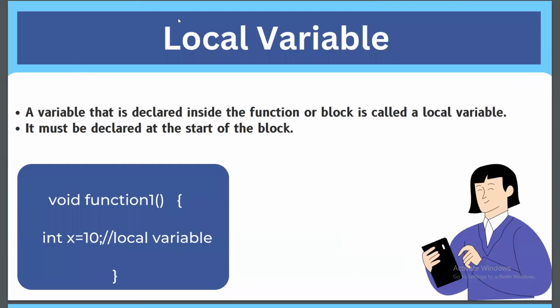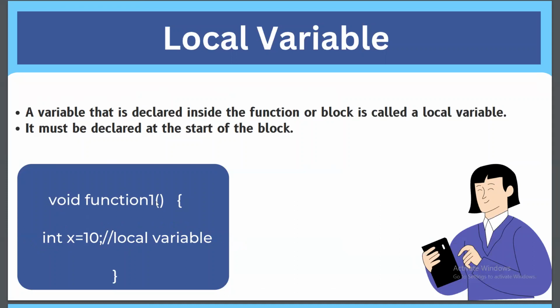Here is the local variable. A variable that is declared inside the function or block. So a local variable is one that is defined inside the block of a function. It must be declared at the start of the block, just after the block is started. This is the correct position for declaring your local variable.